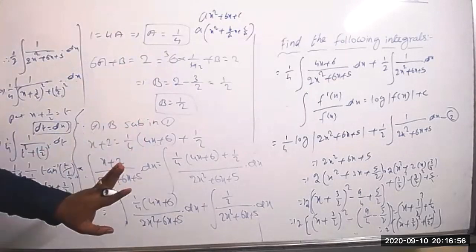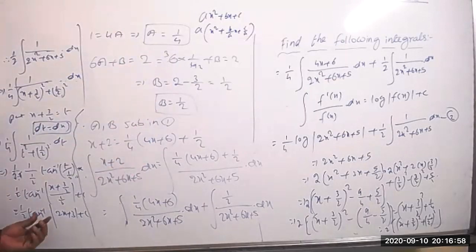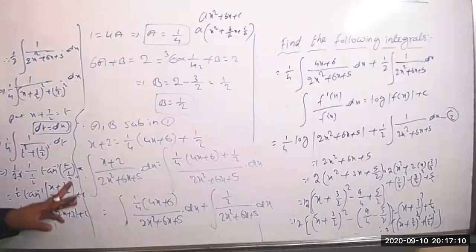First term write as it is. In the second term, write this one. Then what is the answer we got now? 1 by 4 into log modulus of 2x square plus 6x plus 5, plus 1 by 2 into tan inverse of modulus of 2x plus 3, plus c.